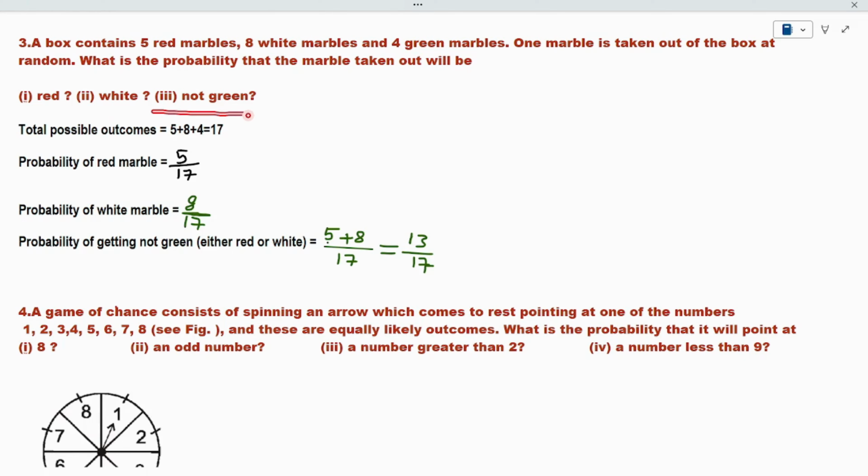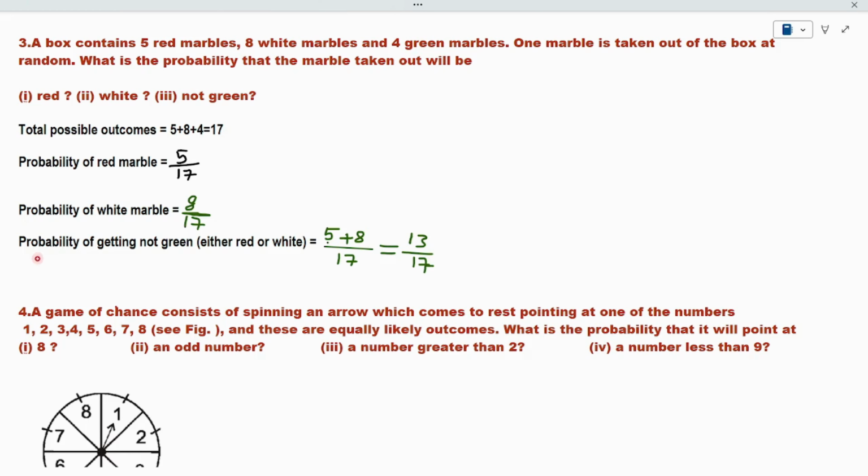Question number 3. We need to find the probability of not getting the green. Please listen carefully. Not the green marble means it can be red or it can be white. We have 3 colors in total: red, white, and green. Not the green means it can be red as well as white. So we need to find the probability of getting a red marble or a white marble.